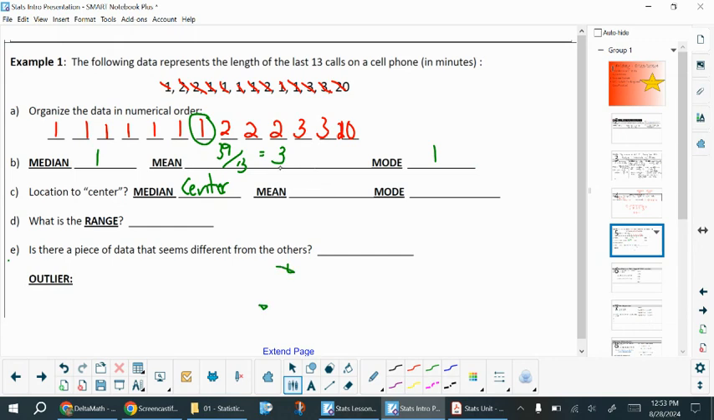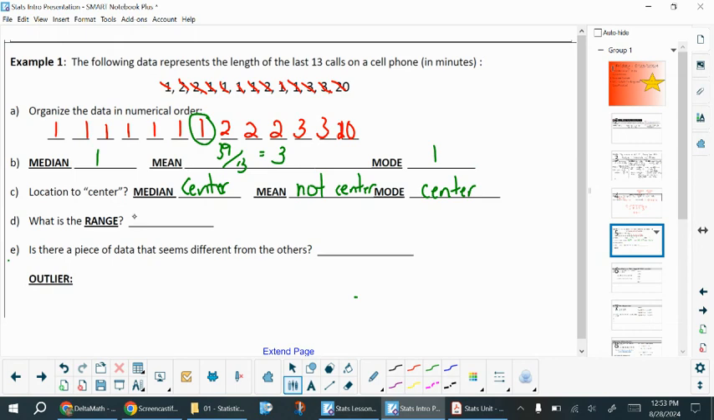So the mean is 3. That is definitely not the center of our data. 3 is way over here, center's over there. So the mean is not the center in this case. The mode is 1, and yeah, the 1, that is the center. So in this case, our mode and our median are the same. They're both the center of the data.